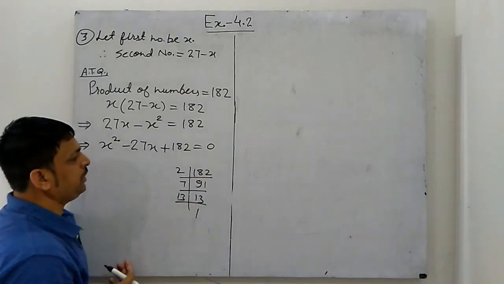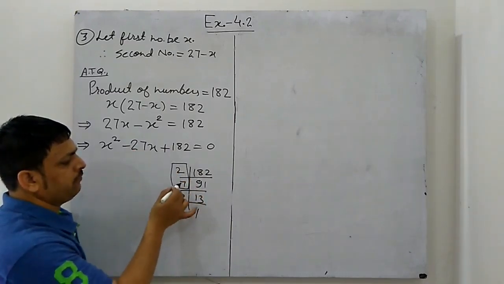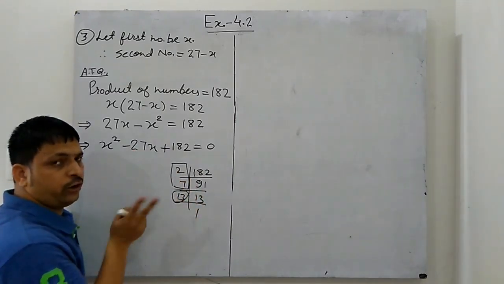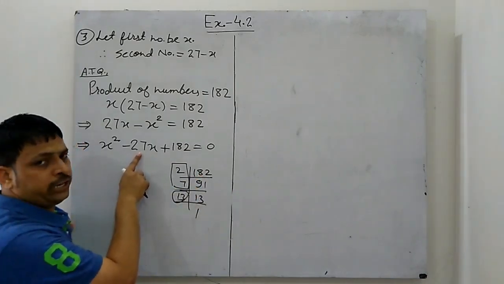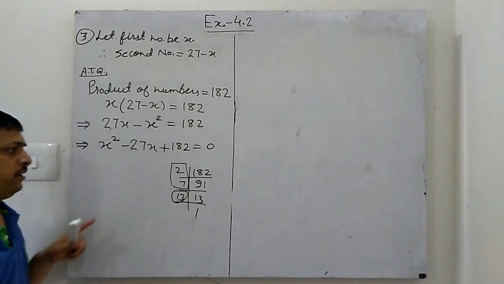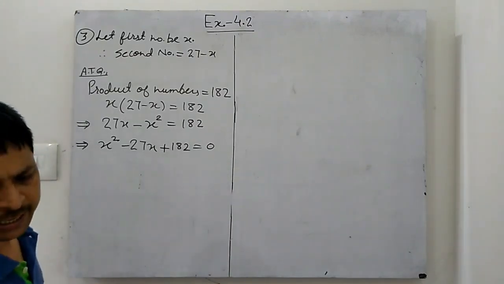So we can make pairs whose sum or difference is 27. So I think 7 2s are 14 and 13. The product of 14 and 13 will be 182, and 14 minus 13 will be 1... and 14 plus 13 will be 27. So the numbers are 14 and 13.